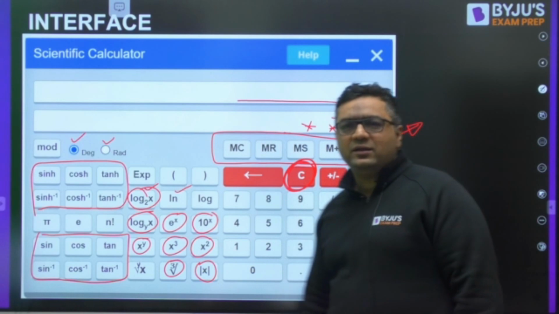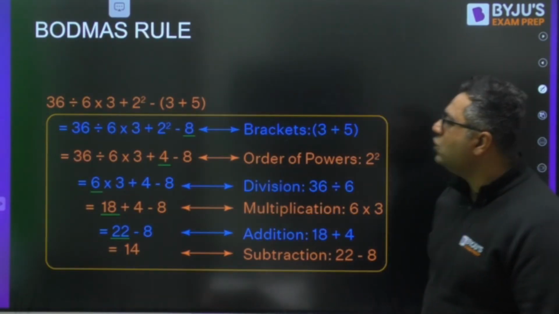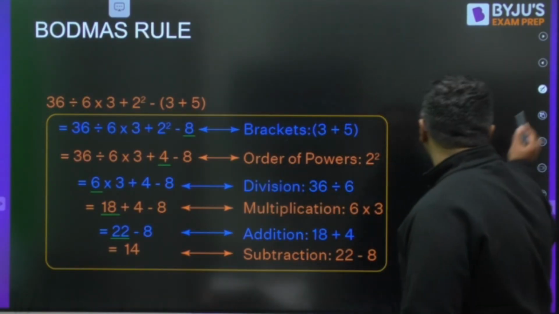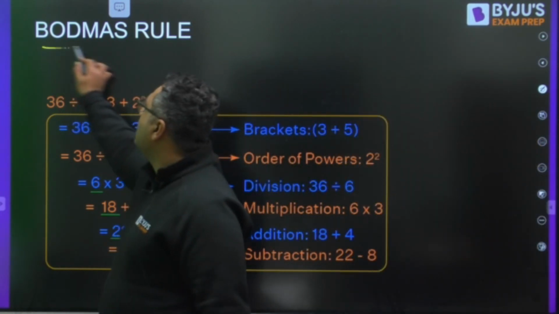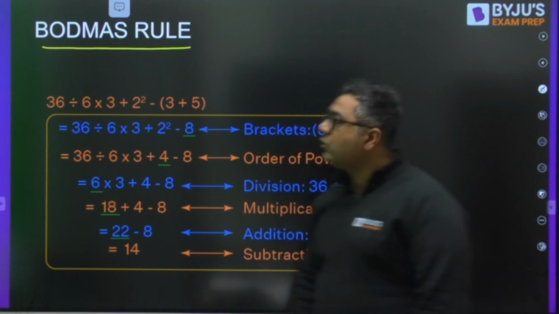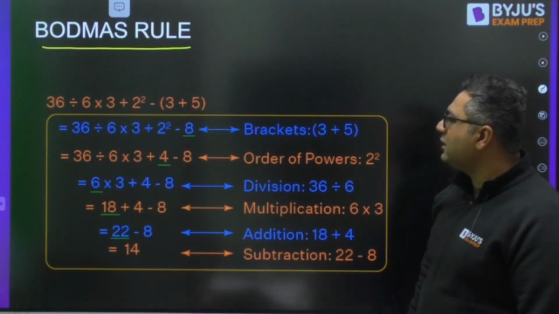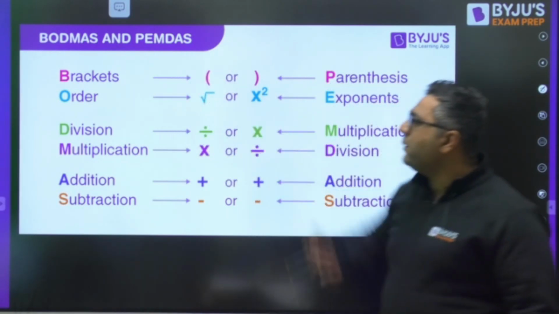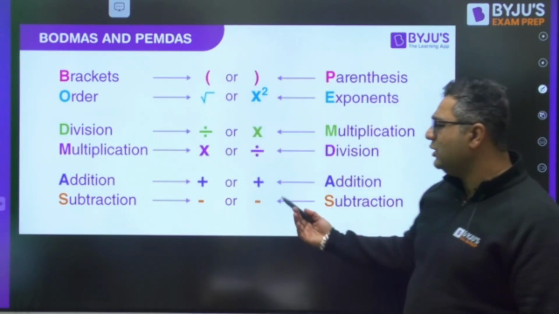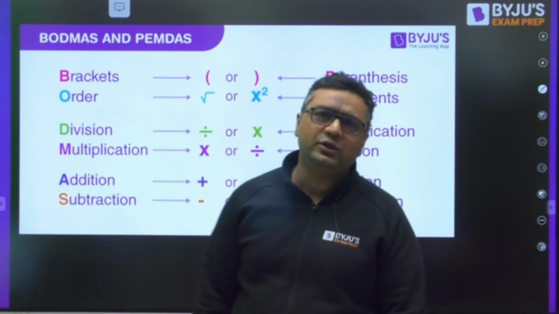Before we enter, I would first like to tell you about a very important rule, that is the BODMAS rule. This is the rule which is followed during calculation. A similar rule is the PEMDAS rule. BODMAS and PEMDAS, generally one is followed in the UK and the other is followed in the USA.